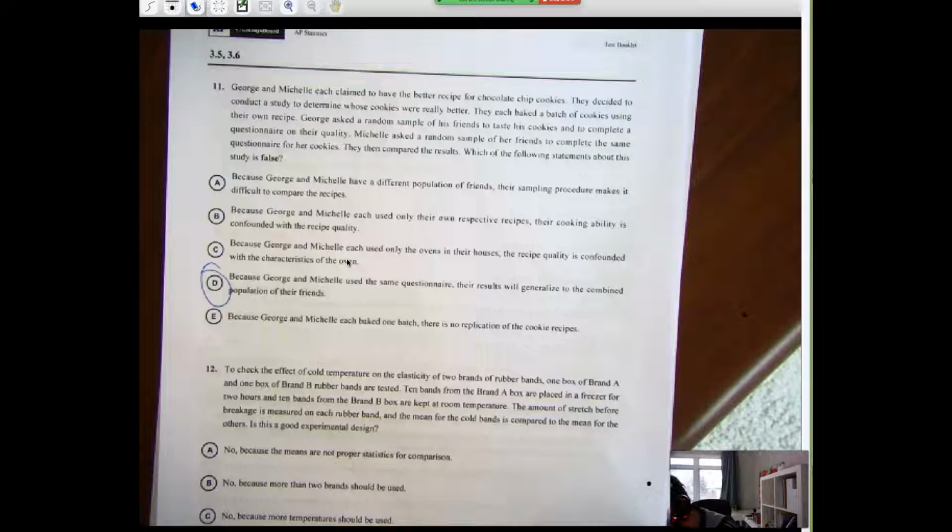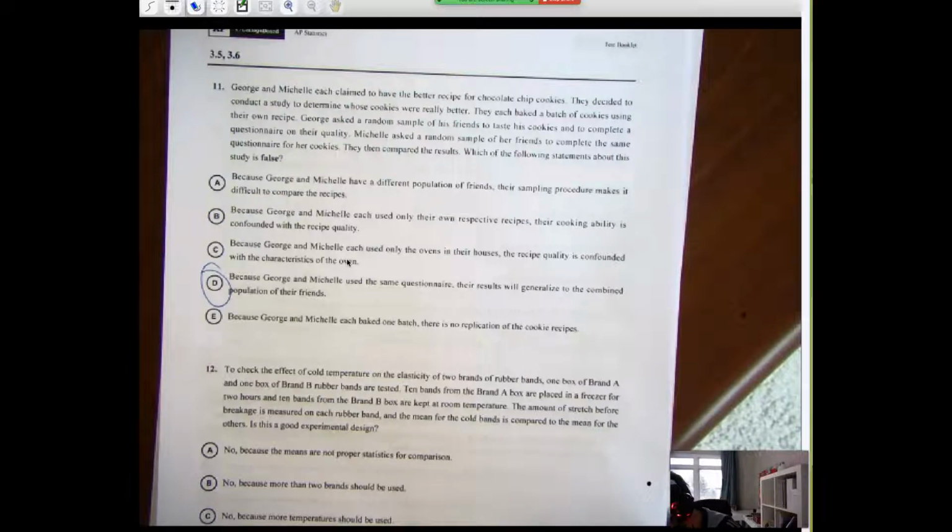E is false also. There is no replication. I'm sorry, E is actually true, which makes it not the correct answer. There is no replication because they both only baked one batch. And D is false, which in this case makes it correct.